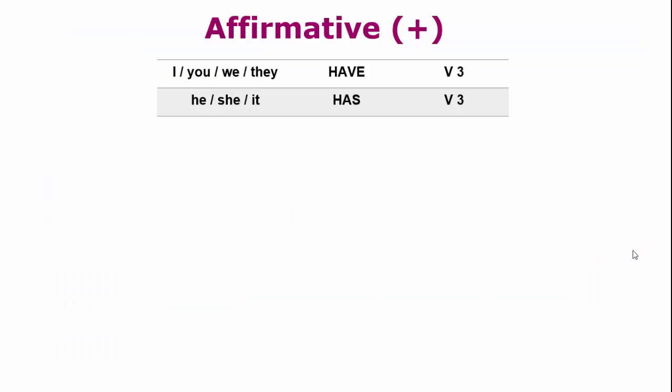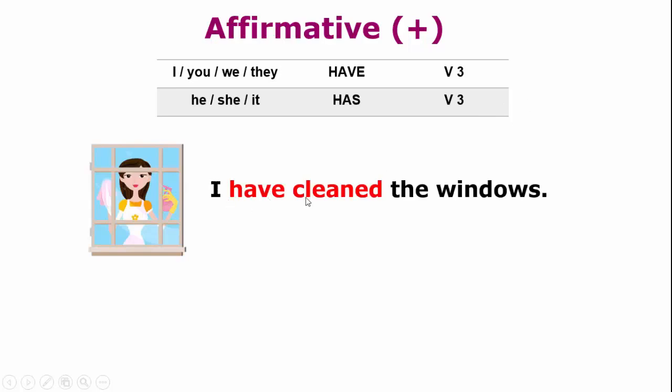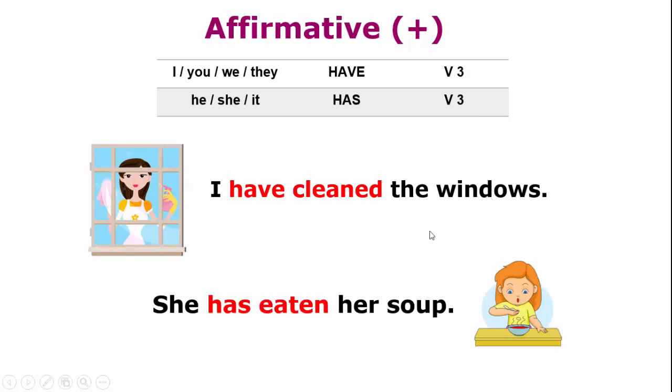Let's look at the affirmative form, the positive form. As you can see, with I, you, we, and they, we use have plus the third form of the verb, and with he, she, it, we use has plus the third form of the verb. Let's look at the picture, please. I have cleaned the windows. In this picture, she has eaten her soup.